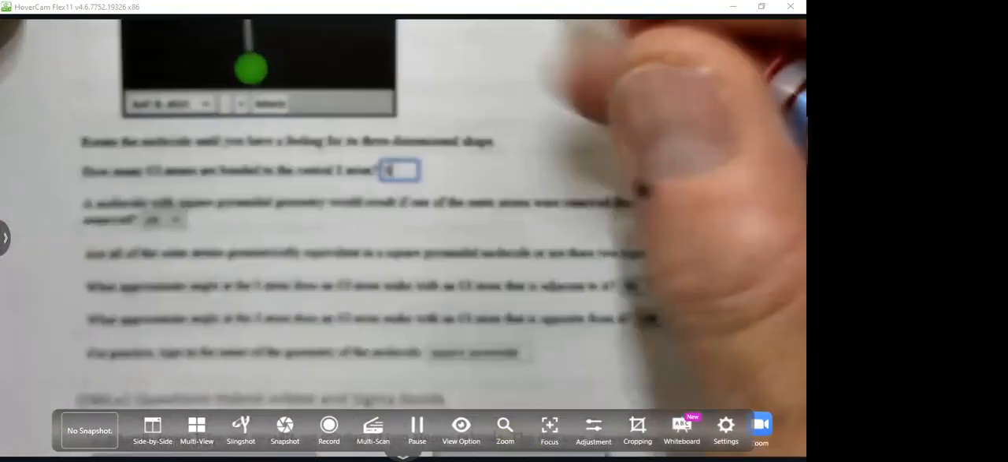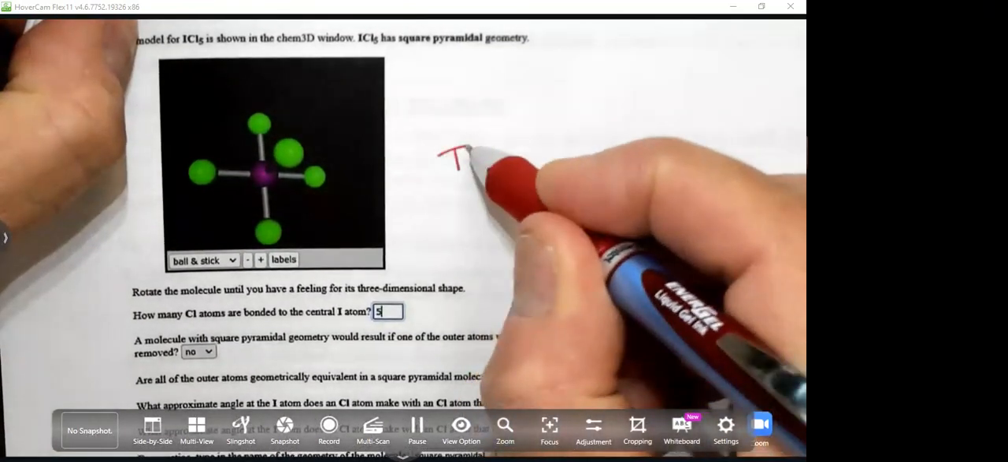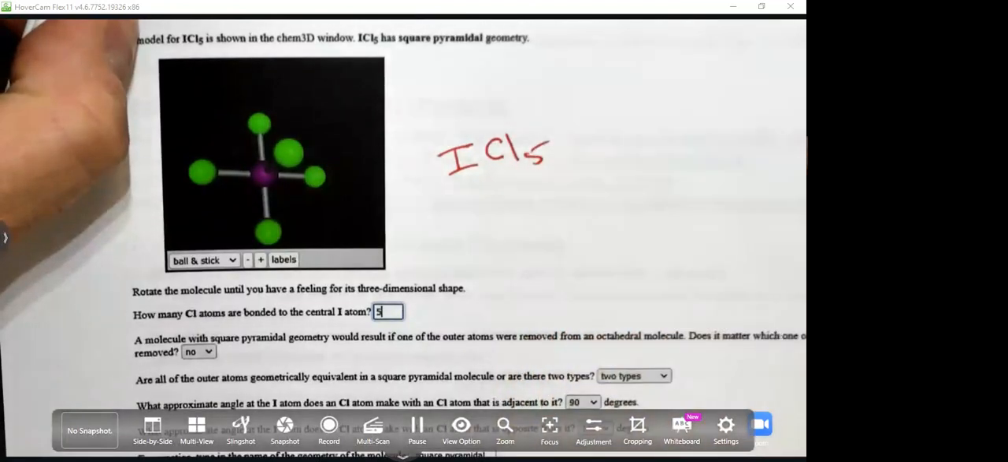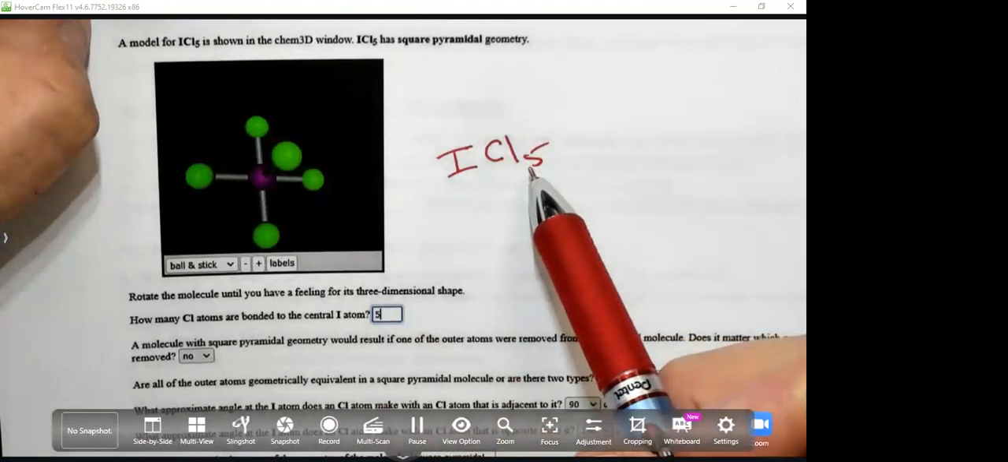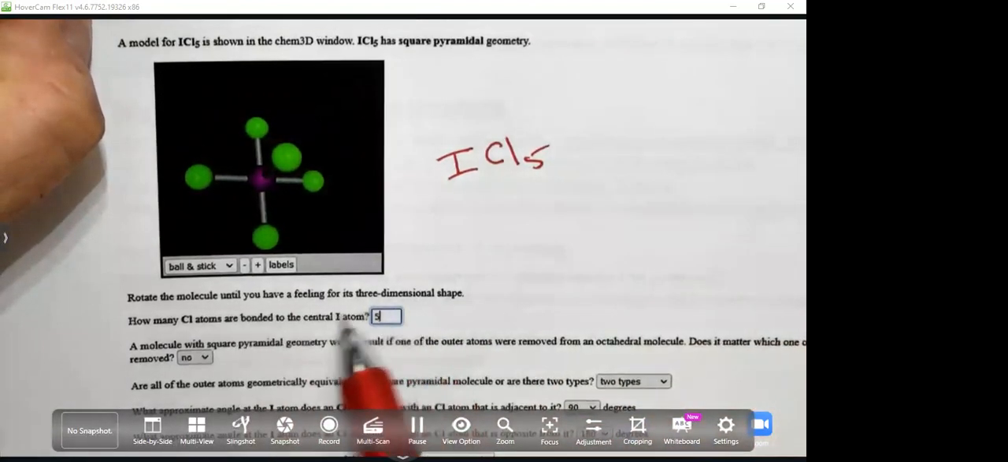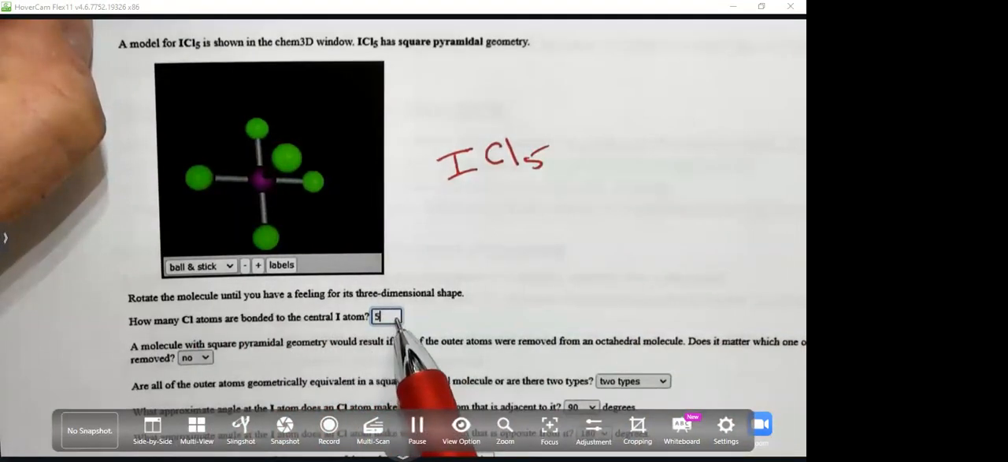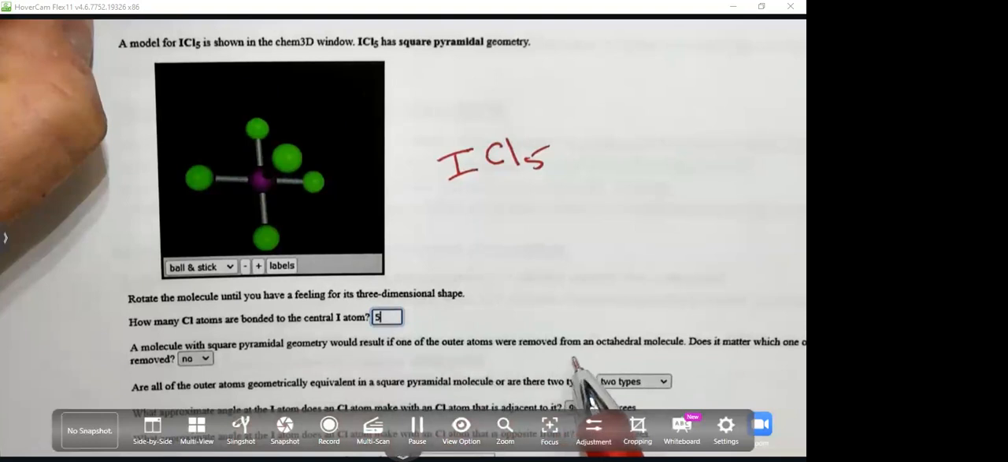So what you could do for the unbonded pairs, you need to actually draw the structure out. In this example, it's ICl5. Rotate the molecule. How many chlorine atoms are bonded to the central iodine? 5. A molecule with square pyramidal geometry will result if one of the outer atoms is removed from an octahedral molecule. Doesn't matter which of the outer atoms is removed.